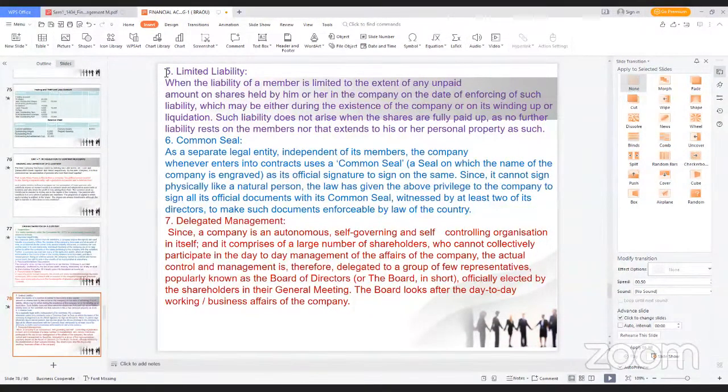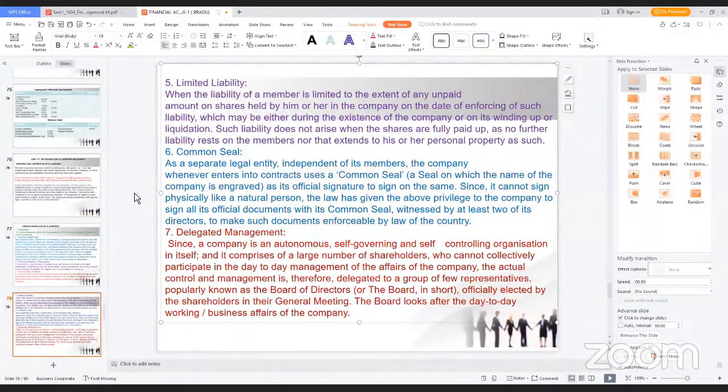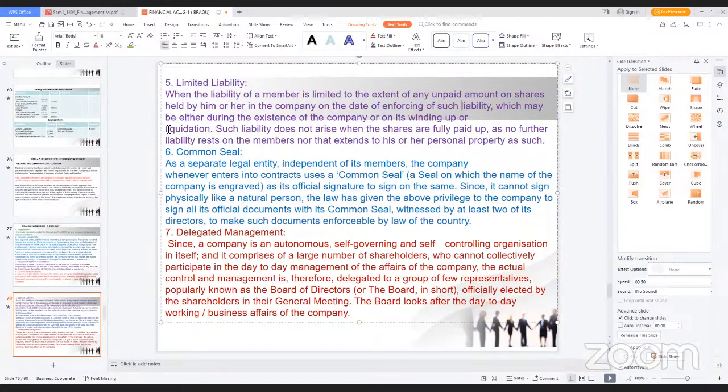Next is limited liability. Limited liability means the liability of members is limited to the extent of any unpaid amount on the shares held by him or her in the company on the date of enforcing such liability. This may be either during the existence of the company or on its winding up, meaning liquidation.